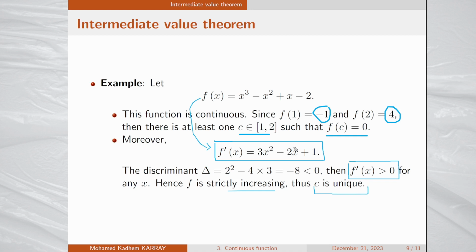So you see that we can't solve explicitly this equation, f(x) equals 0. Nevertheless, we can prove that there is some c such that the equation has a solution, so there is some c such that f(c) equals 0, and moreover we can prove that this value c is unique. So this is the importance of the intermediate value theorem.